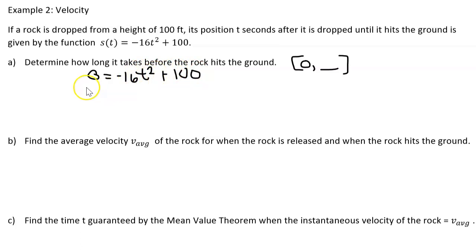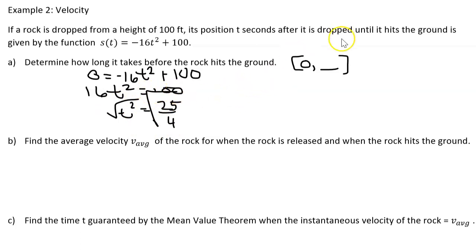And so we've got 16t squared equals 100. t squared equals 25 over 4, if you're simplifying. And then for a square root, we do have a plus or minus, but a negative time doesn't make sense in this context, so we're only going to stick with the positive solution, which is that the rock hits the ground 2.5 seconds after it's dropped, and that gives us a bounded interval from 0 to 2.5 seconds.